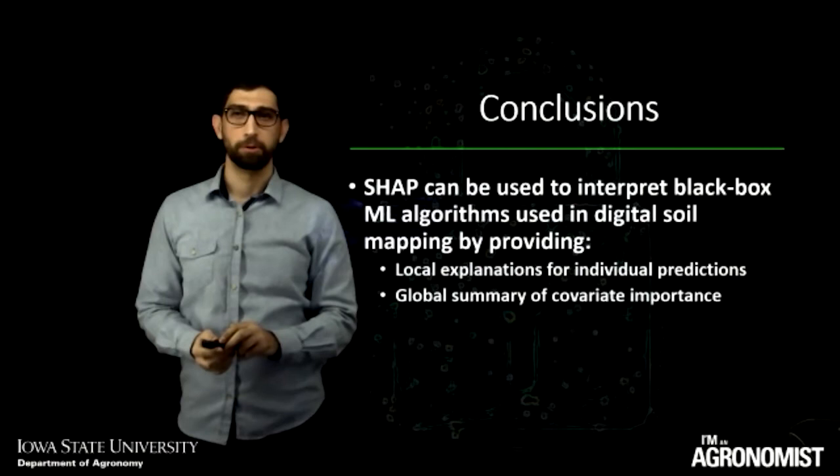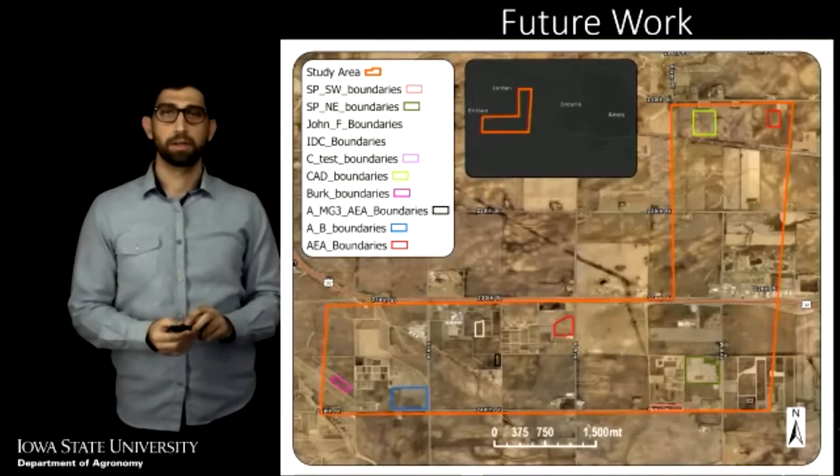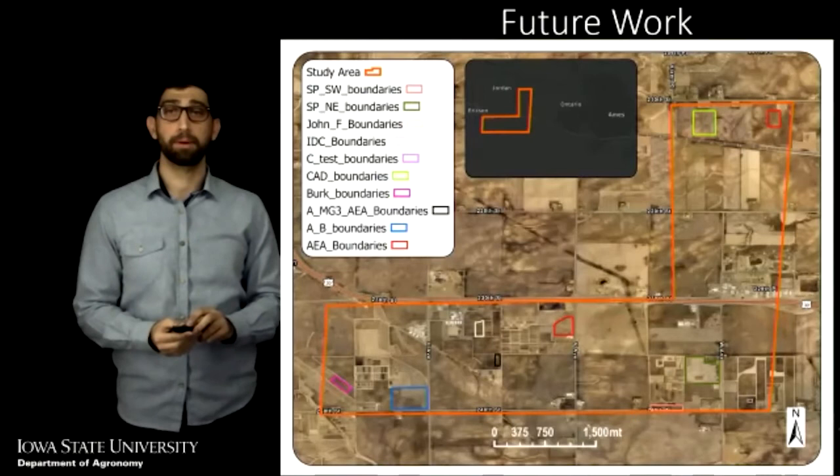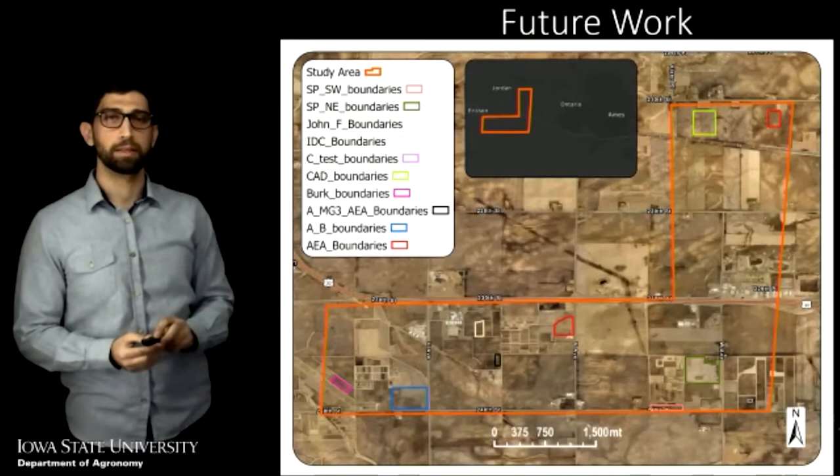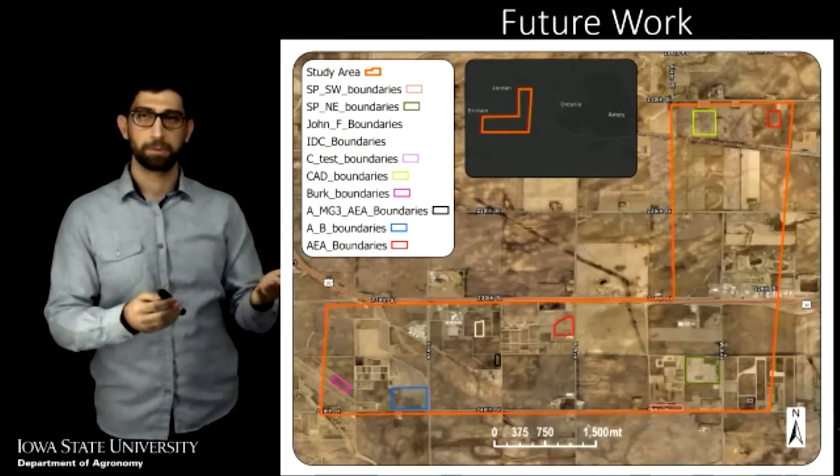And as future work, I am planning to map nitrate, phosphorus, potassium, soil organic matter, and buffer pH for 10 fields within the Ag Engineering and Agronomy Research Farm, which is close to Boone, a little bit outside Ames, and explain the models used to map these properties using SHAP analyses and compare my findings.